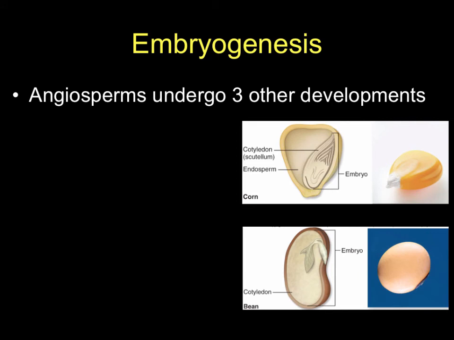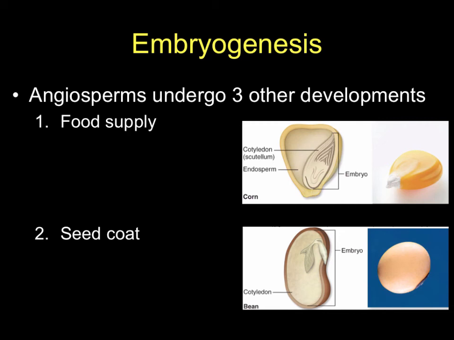Right? So, a couple of other things here. We see with the angiosperms only. Angiosperms, remember, are the flowering plants. They do not refer to the gymnosperms, like pine trees and so forth. They don't refer to ferns, and they don't refer to mosses. Those are other groups of plants. Angiosperms have some unique stuff that other plants don't have.